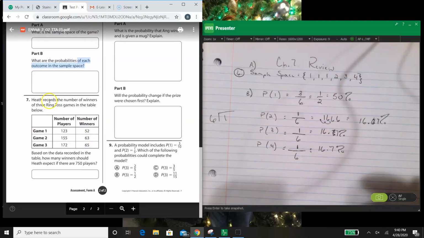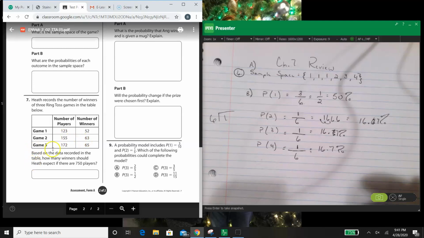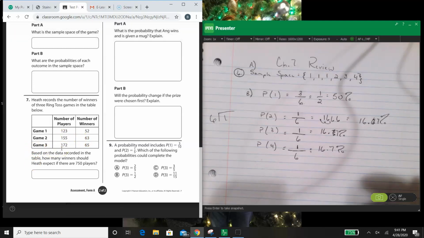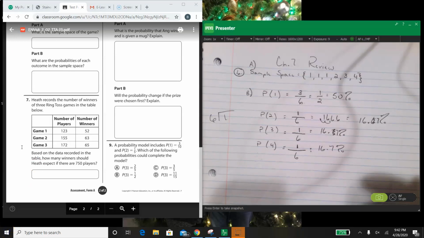So number 7, it says Heath records the number of winners of 3 ring toss games in the table below. So for game 1, it looks like 123 people played, 52 won. Game 2, 155 people played, 63 won. And on game 3, there were 172 people that played and 65 winners. Based on the data recorded in the table, how many winners should Heath expect if there are 750 players?